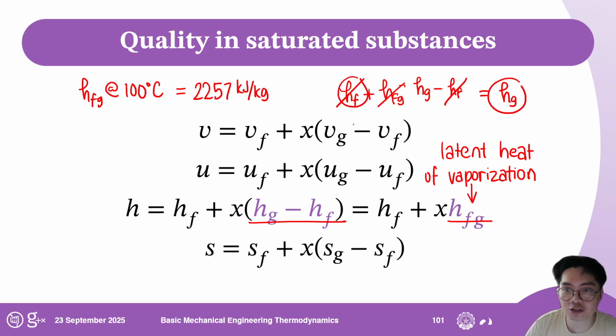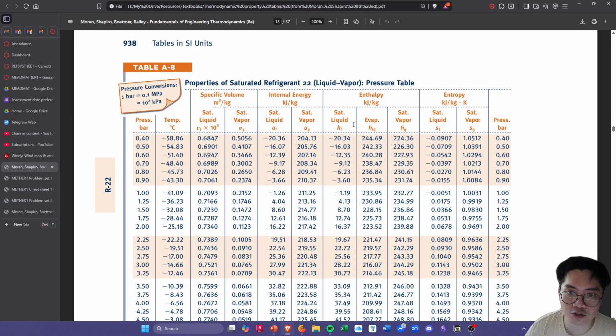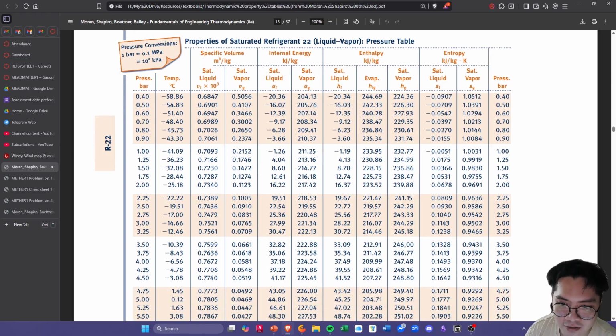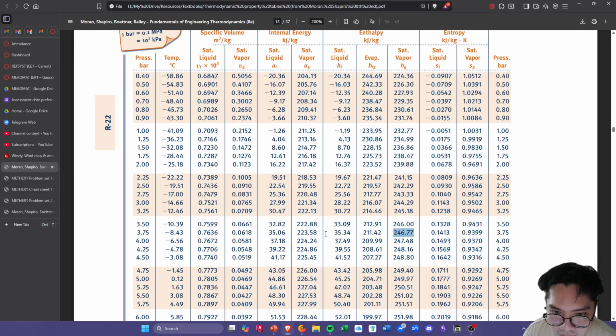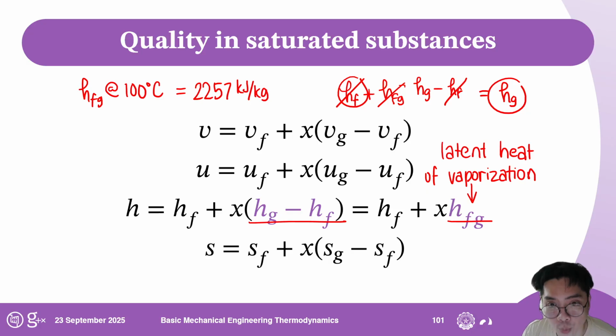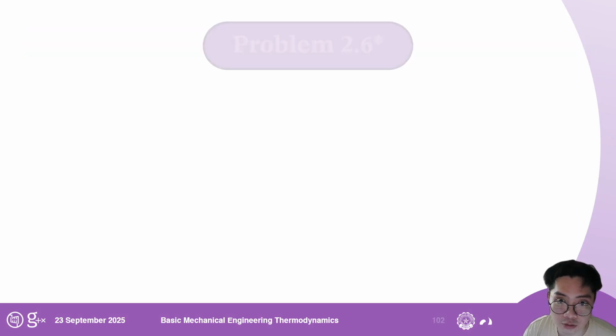So this is a special kind of thing for H, right? As you can see, it's the only one with 3 entries. But technically everything has a Vfg, has a Ufg, has an Sfg. It's just not used as often. And if you want, you can check it to see that I am not lying: 246.77 minus 35.34 is going to be 211.42.